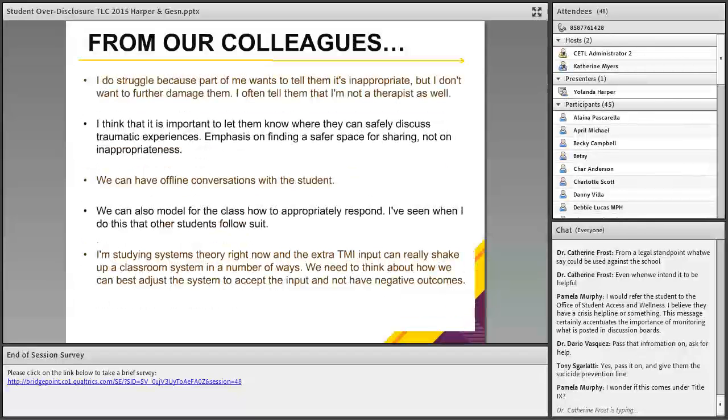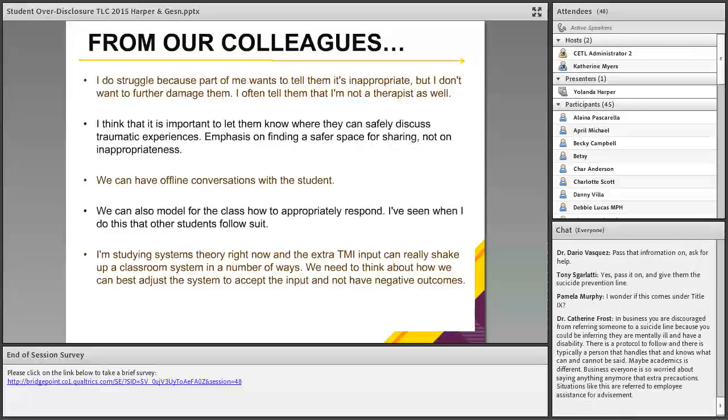Okay, so these are some more responses from some of our colleagues. Having the offline conversation, many of you have said that. And then one faculty member talks about his own personal challenge with this, part of them wanting to tell them it's inappropriate but not wanting to hurt them or damage them any further. And many do remind them, well, I'm not a therapist, this is as far as I can take you in this conversation. And I do remind students of that sometimes, I'm not a therapist.